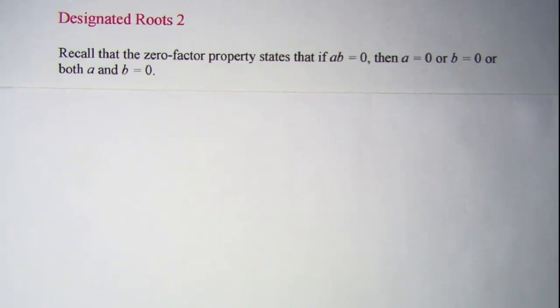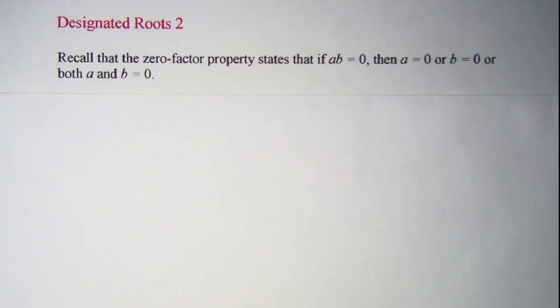In this video, we'll be finding an equation given the solutions or the roots of the equation. Recall that the zero factor property states that if A times B equals 0, then A equals 0, or B equals 0, or both A and B equal 0.